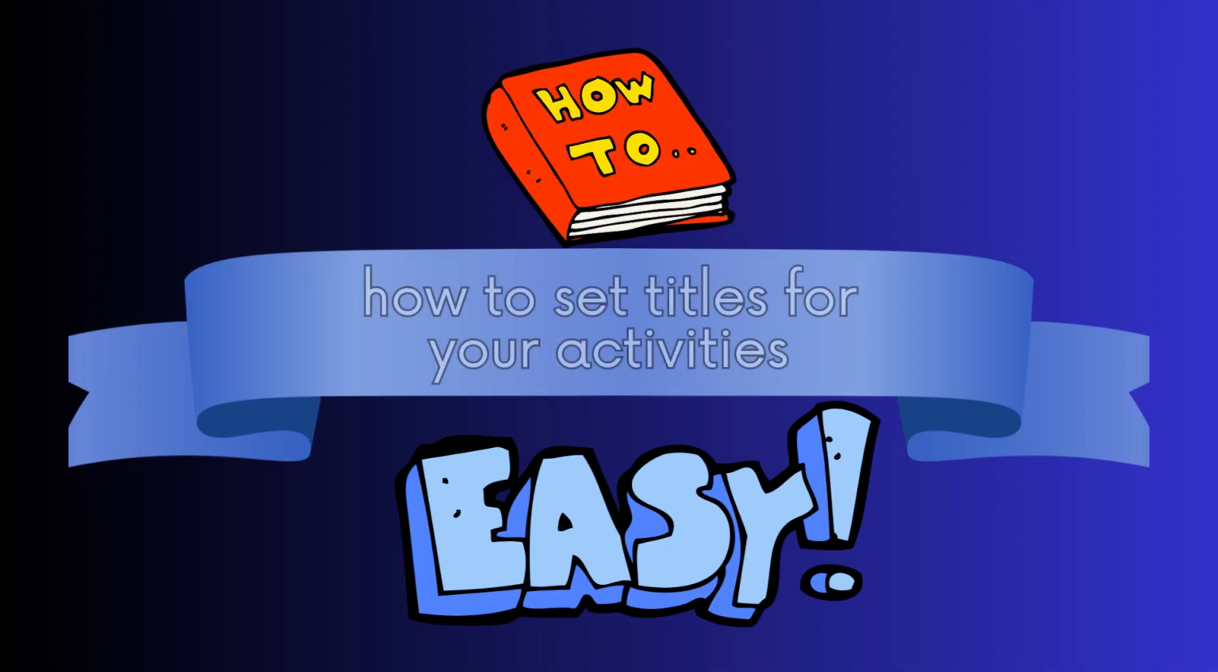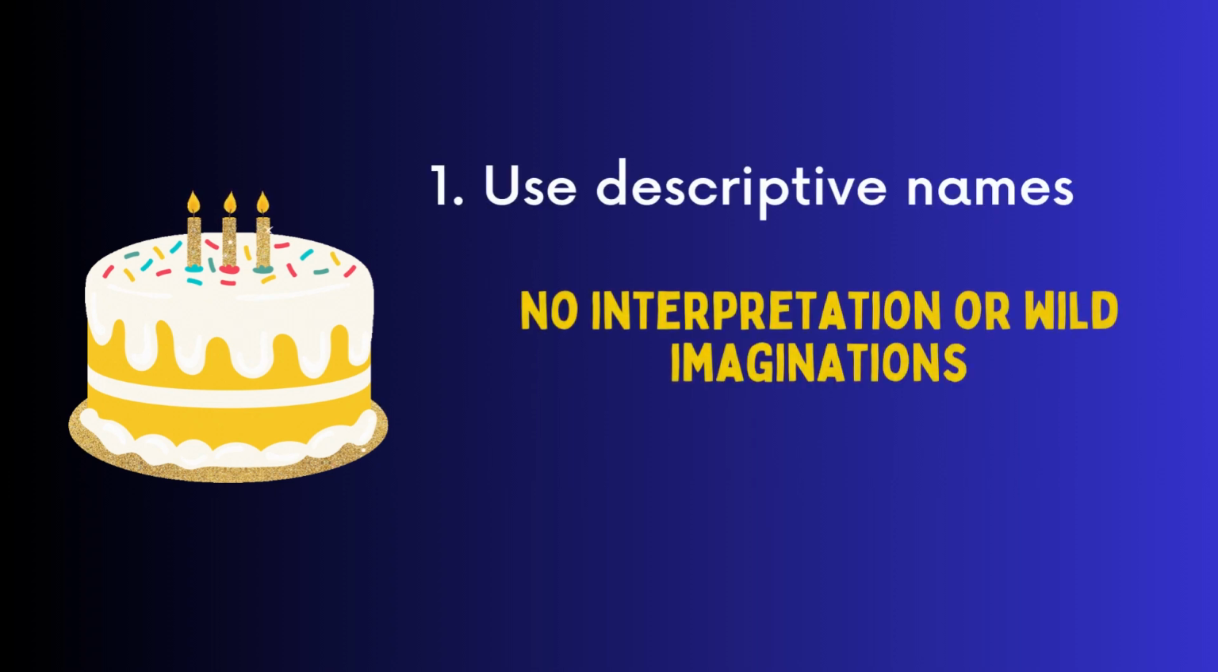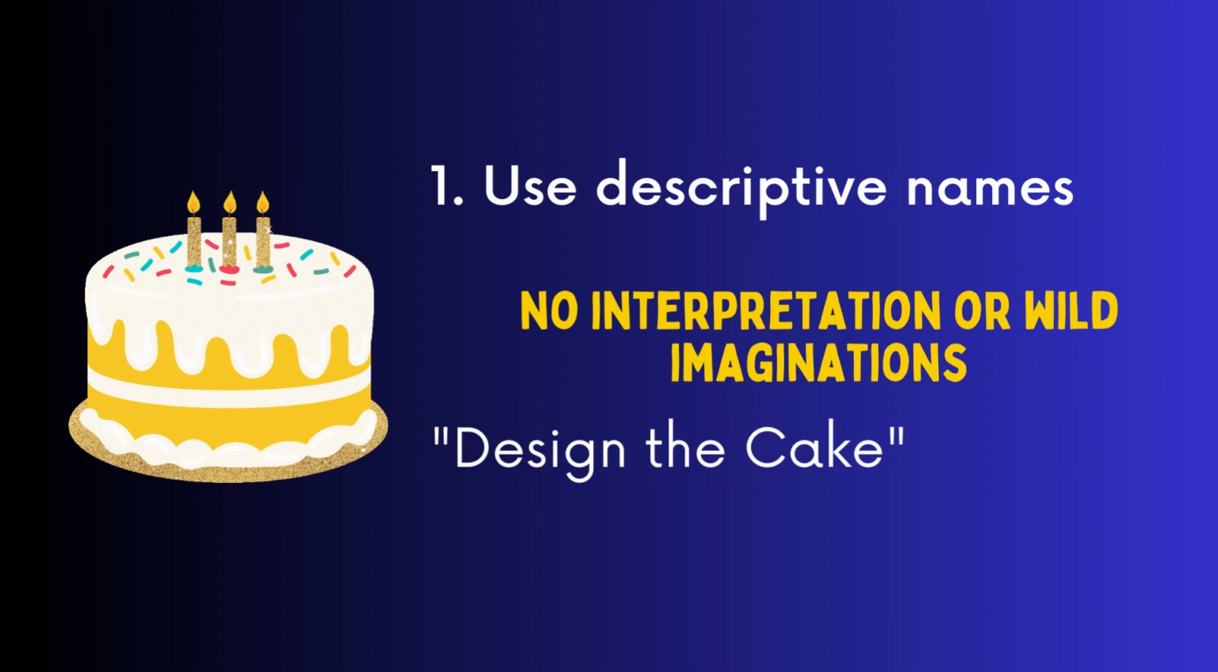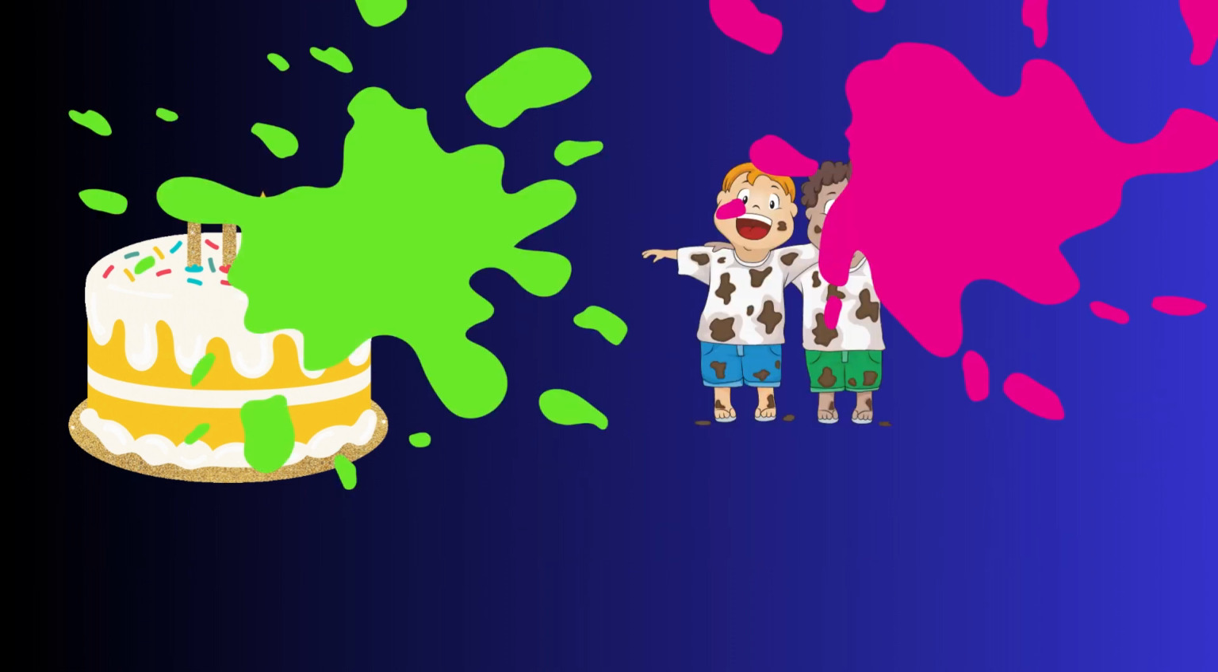There are several approaches you can apply when naming activities. Using our famous cake baking project, these are some helpful examples. 1. Use descriptive names. Choose names that clearly and accurately describe the activity. We want names that leave no room for interpretation or wild imaginations. So that is why we go with something like Design the Cake to outline the artistic masterpiece that lies ahead. And when it's time to get our hands dirty, we break it down further with Bake Cake Layers to ensure we're not lost in a frosting-filled haze.